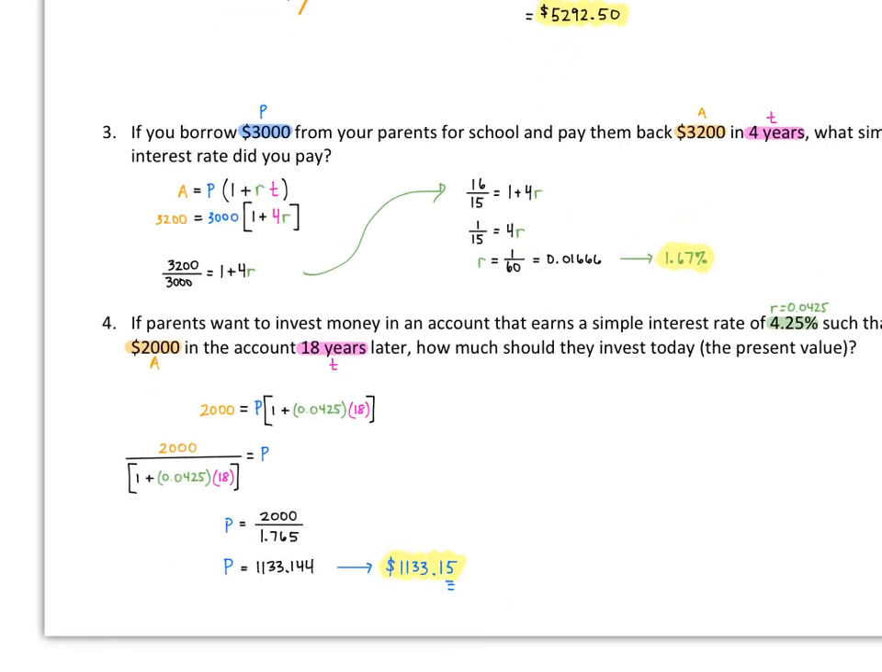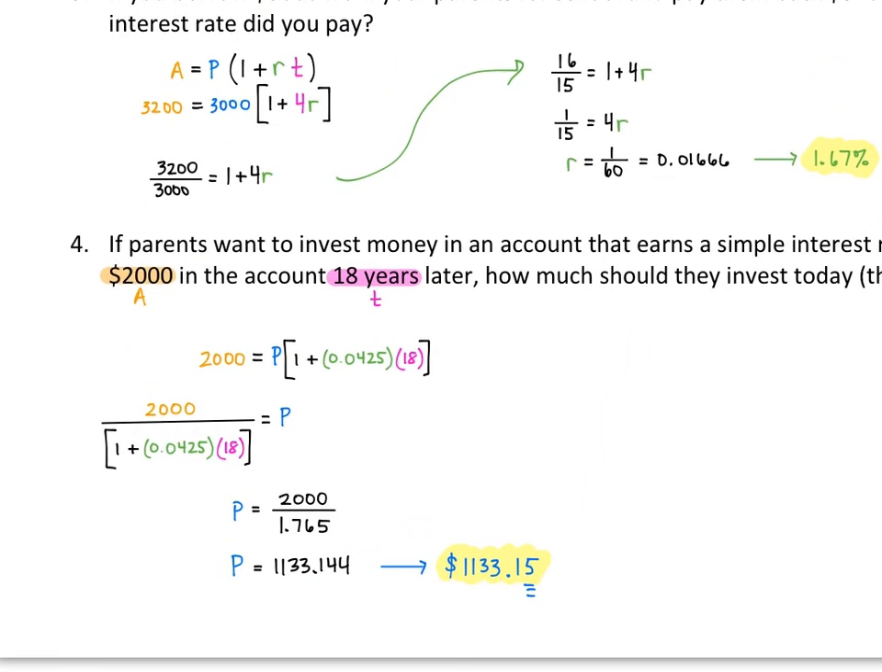Now, again, we are investing, so I want to make sure that I do end up with $2,000 in that account. So if I get P to be 1,133.144, I need to round this 4 cents up to 5 cents. That way I make sure I will get $2,000 in my account at the end of 18 years. So my final answer is I need to invest, or your parents need to invest, $1,133.15.